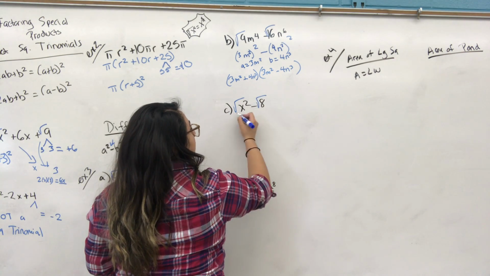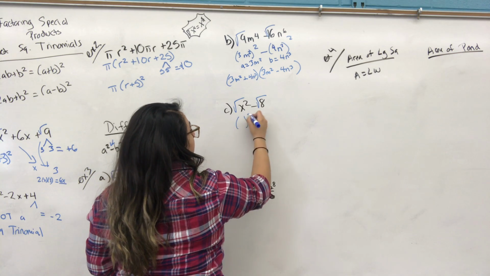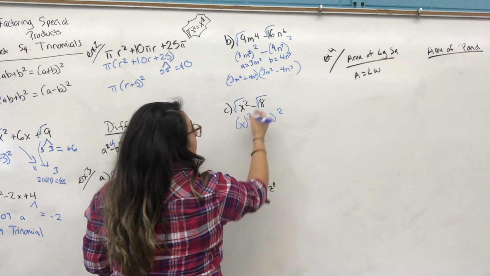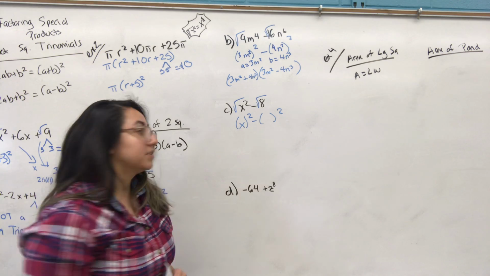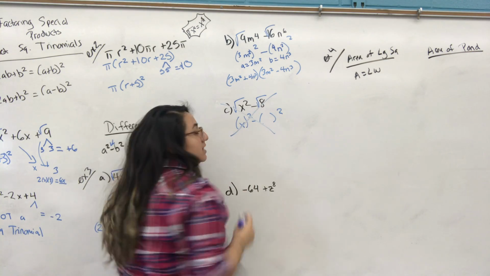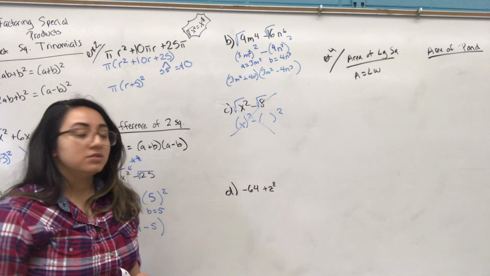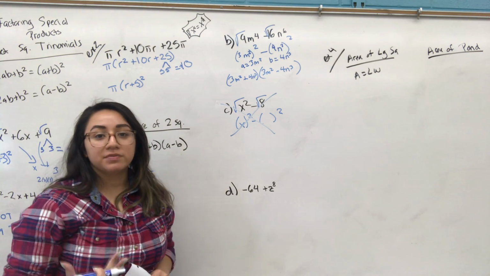Next one, x squared minus 8. You square root both of them. So the square root of x squared is x. The square root of 8, 8 is not a perfect square. So here, this does not work out and you're not able to use the difference of two squares. They have to be perfect squares.